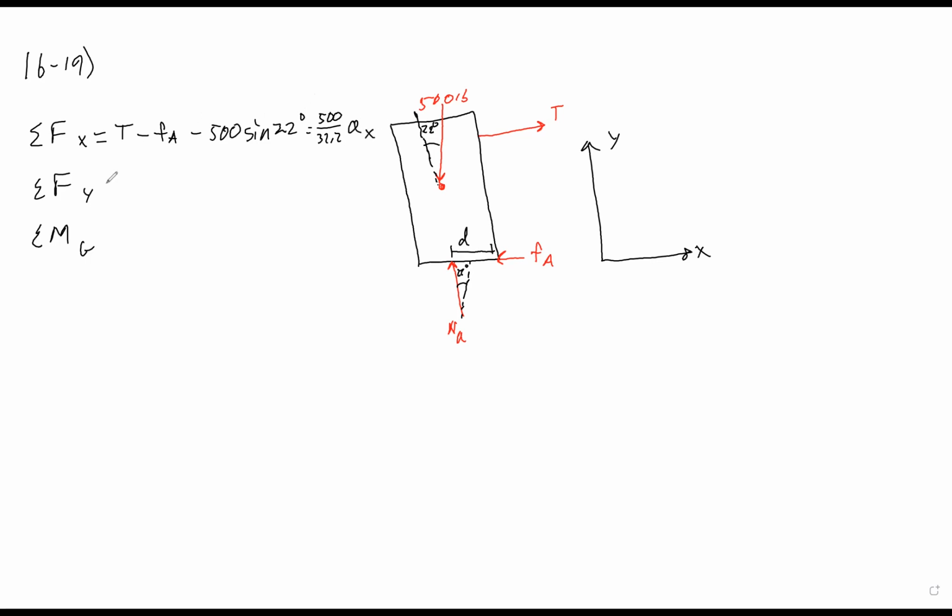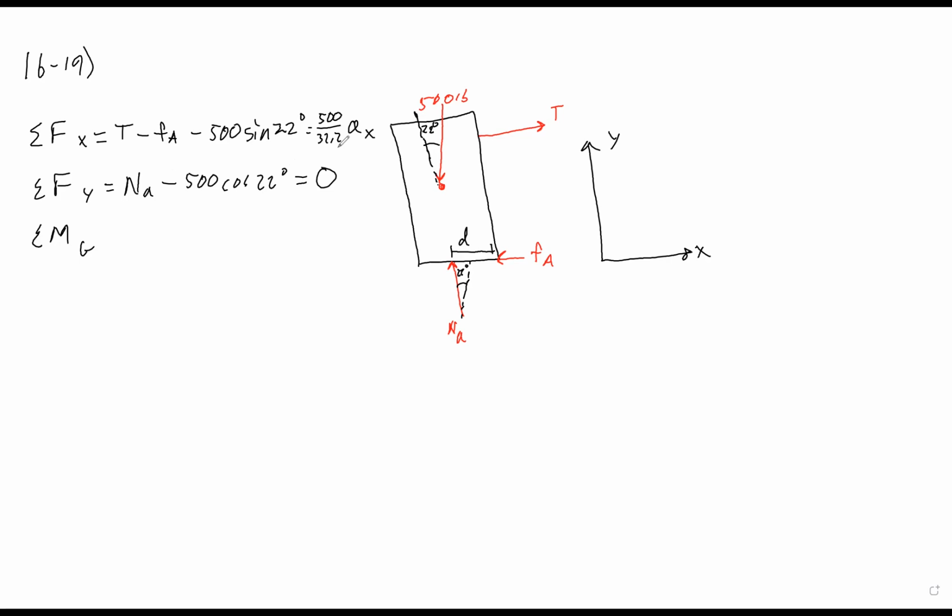All right, next is the sum of the forces in the y. You're going to have the normal force, N_A, and that's going to be positive. And then you're going to have the vertical component of the weight, which is going to be negative, so 500 cosine 22 degrees, and equal to 0 because the box is not expected to leave the platform or go into the ground. It's expected to slide exactly parallel to the ramp.